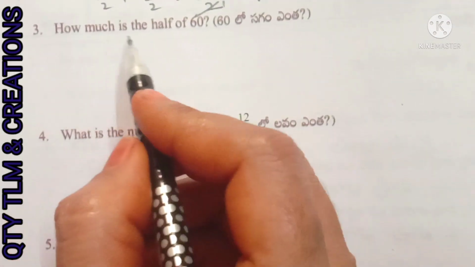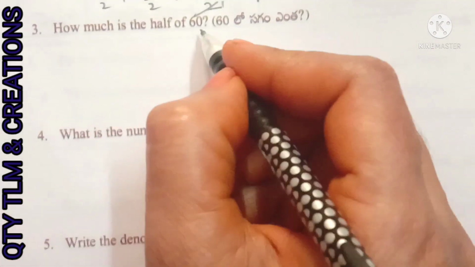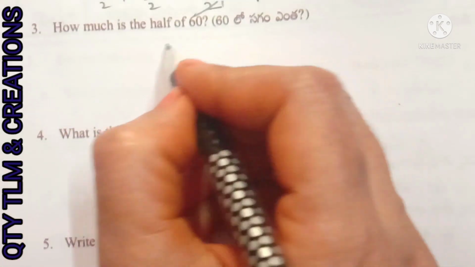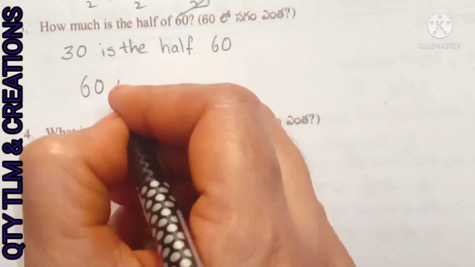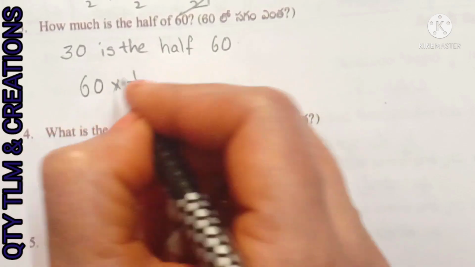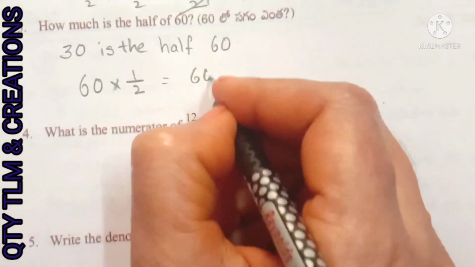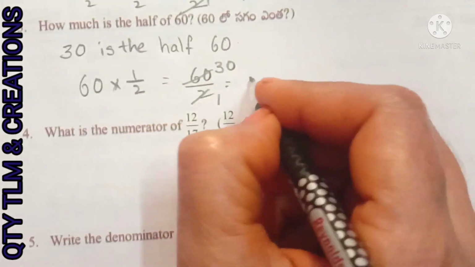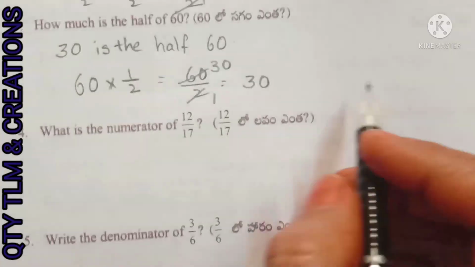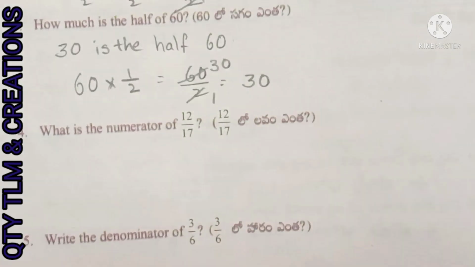Next question, how much is the half of 60? 30 is the half of 60. So 60 into 1 by 2 equals 60 by 2. 2 ones are 2, 2 30s are 60, that equals 30. So 30 is the half of 60.